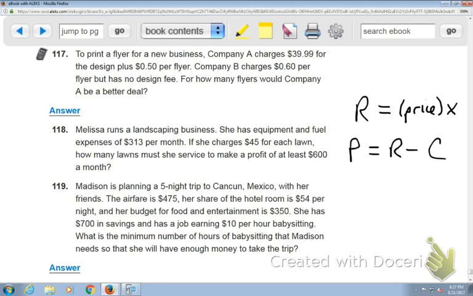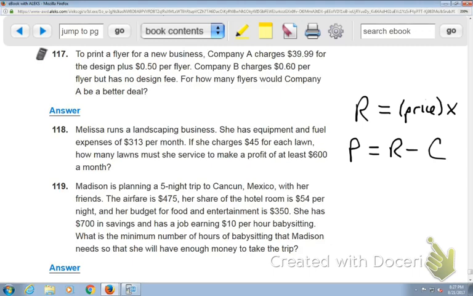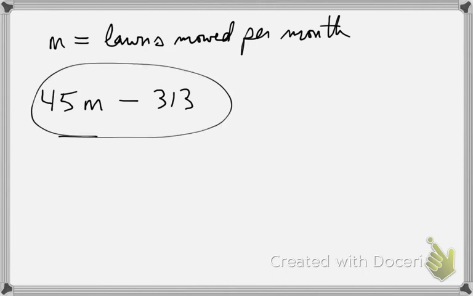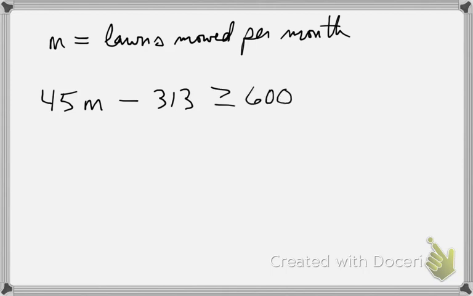All right, so we want her to have a profit of at least $600 a month. So how do we get profit? Revenue minus cost. So what's her revenue? How much money does she make? $45 times M, right? That's price times the variable. Minus, what's her cost? $313. So this expression represents her profit. You guys agree? We want a profit of at least $600 a month. So what does at least tell us? Greater than or equal to 600. Is that okay? You guys with me on that?